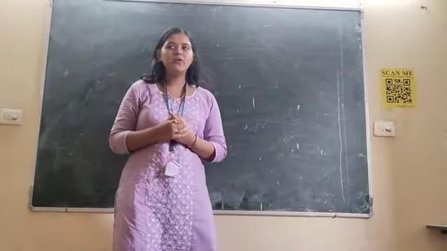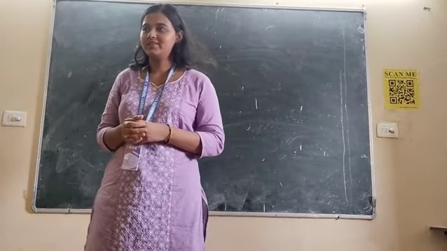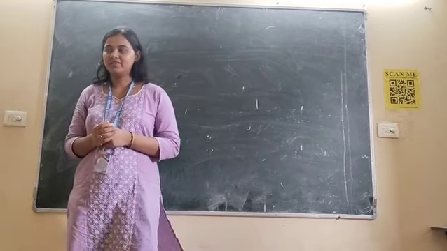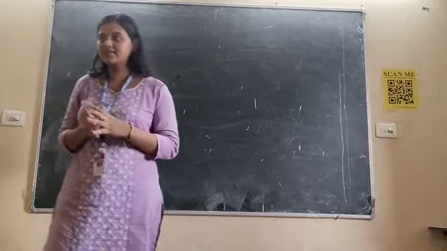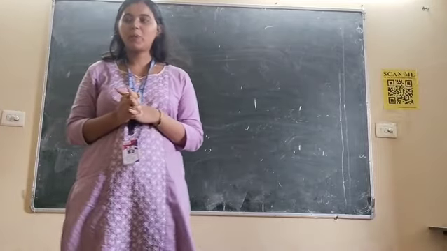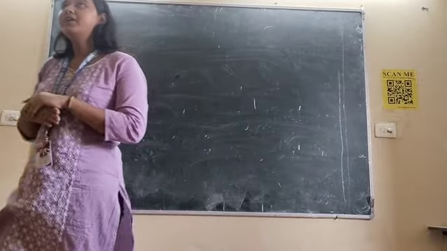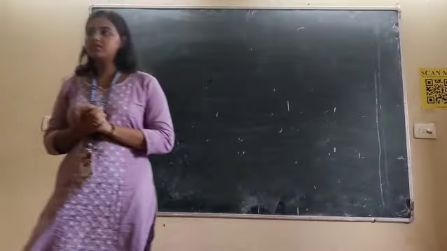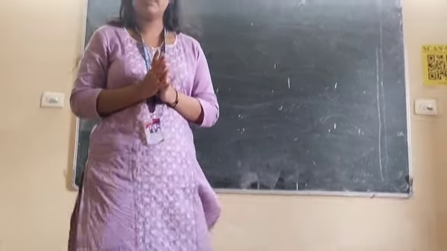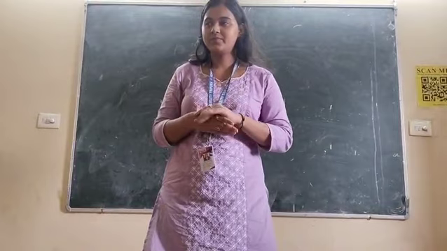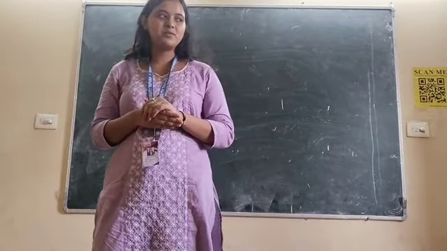Can anyone tell me what is circular motion? Circular motion is when an object moves around a fixed point in a round path, like going around in a circle. Yes. Can you give an example? Hands of a clock, they move in a round path. Yes. Okay. Can you tell me what is periodic motion? Periodic motion is when something moves again and again in the same way and takes the same amount of time every time.